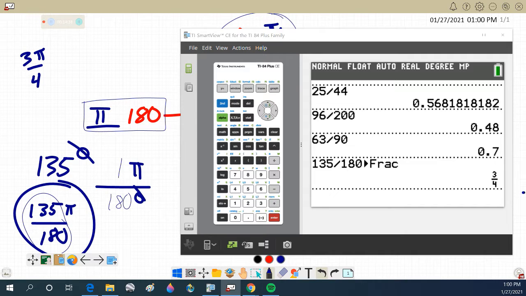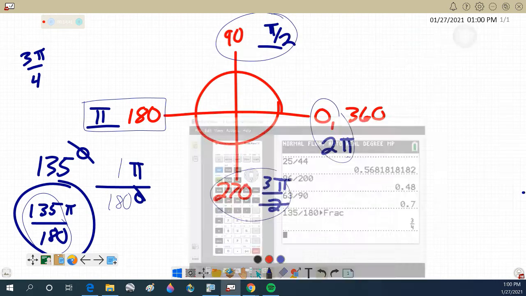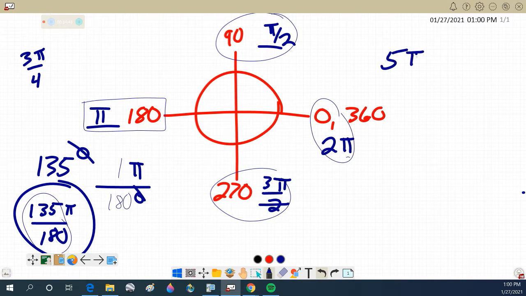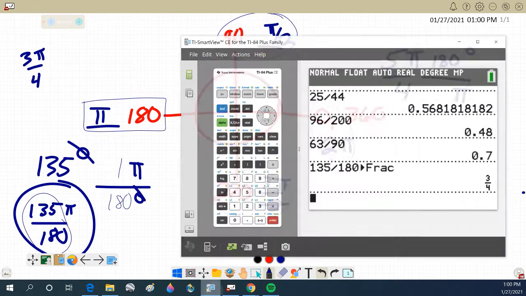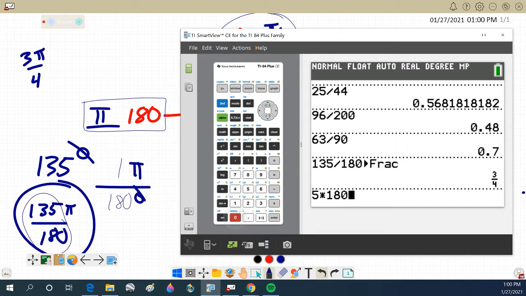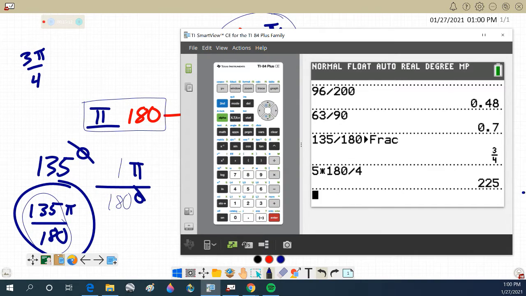Okay? What if I go the other direction? What if I have 5 pi over 4, and I want to convert that into degrees? Well, I need degrees on top and pi on bottom. How many degrees are in a pi? 180. Pi cancels pi, and I get 5 times 180 over 4. So 225. Does that make sense?